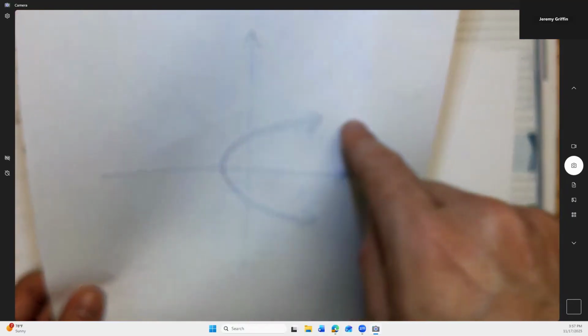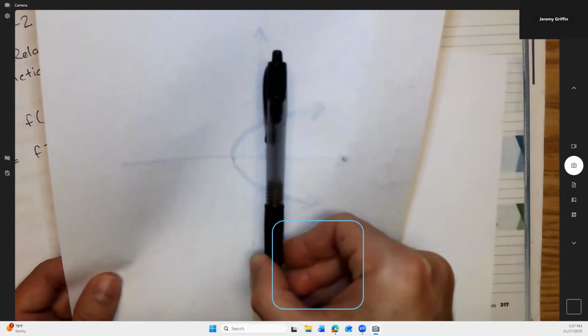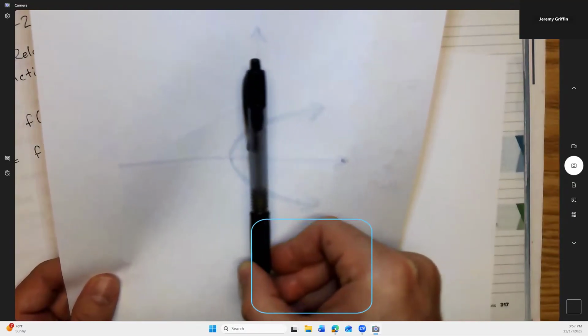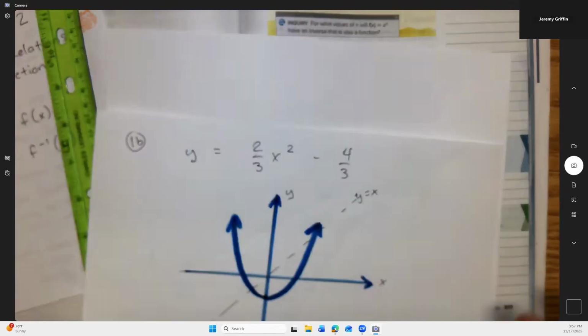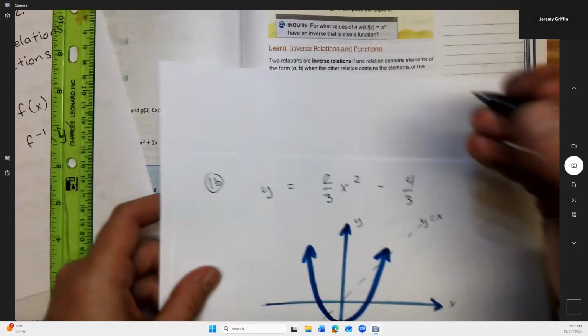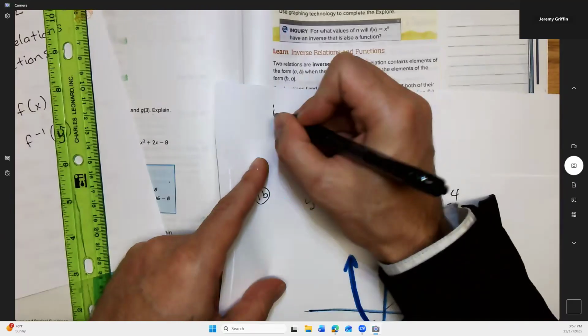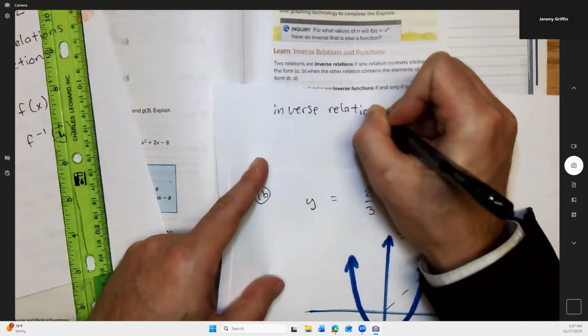See how I have a sideways parabola, which definitely fails the vertical line test. There's 2, 3 points. So that would no longer be a function. Now, it could be a relation, but not a function. How about algebraically? Algebraically, all I have to do is swap the x and the y and solve for the new y. So I'll label this inverse. I'll call it relation because again, I know it's not going to be a function.